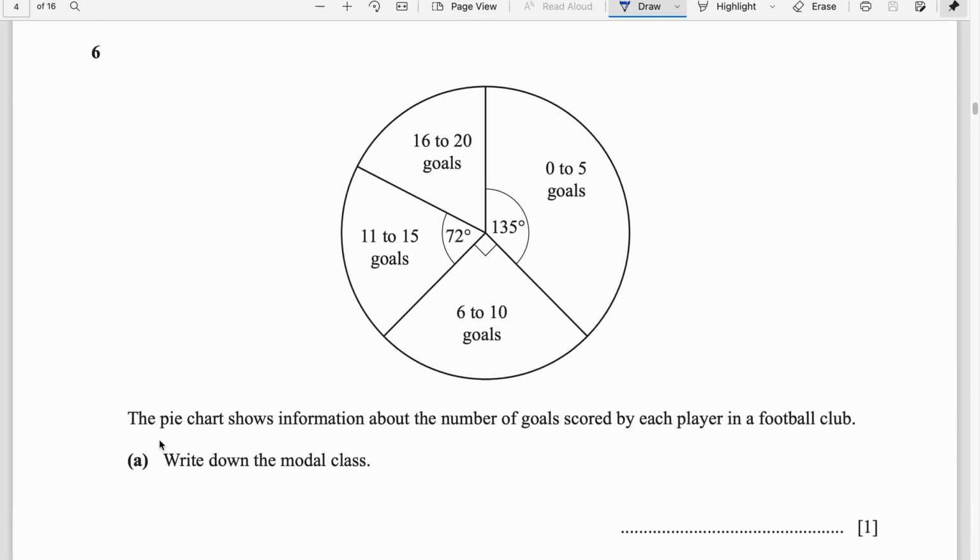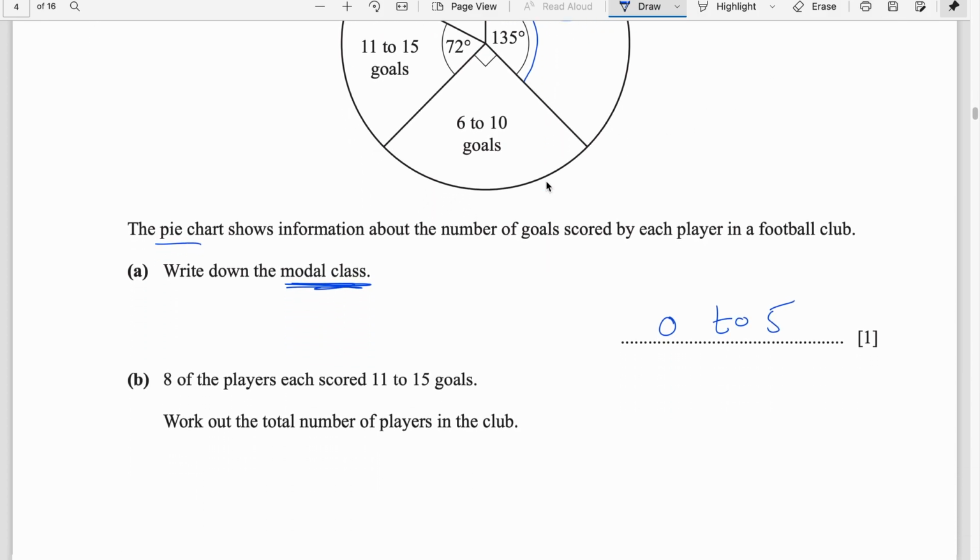Question number 6. Pie chart. The pie chart shows information about the number of goals scored by each player in a football club. Write down the modal class. So modal class is the most frequent. The largest class we can see is angle 135. So just copy 0 to 5. This is your modal class.